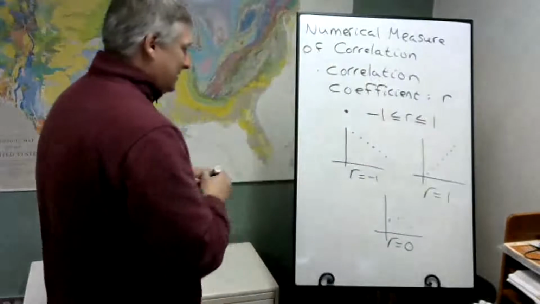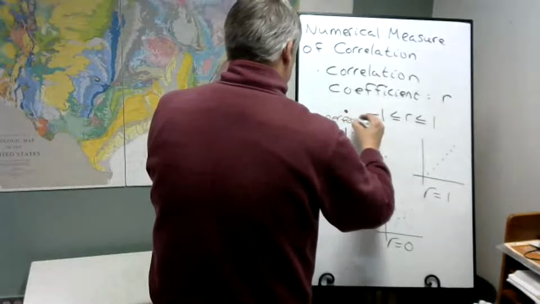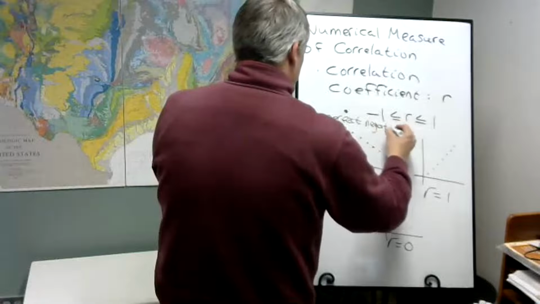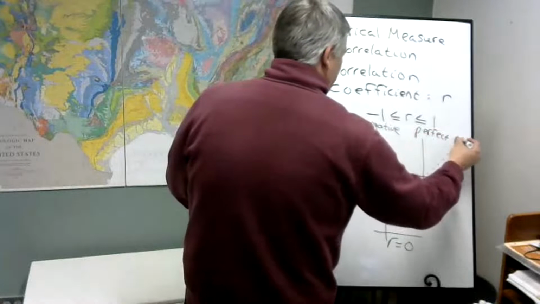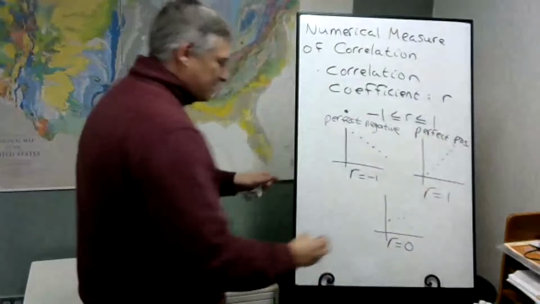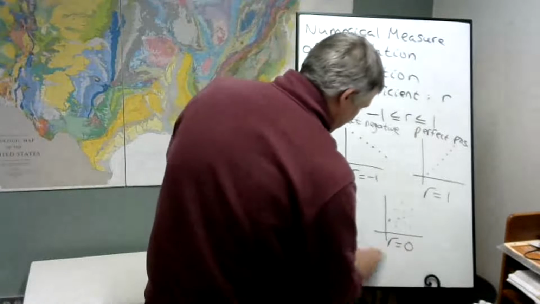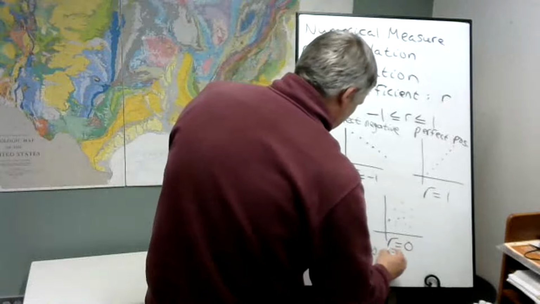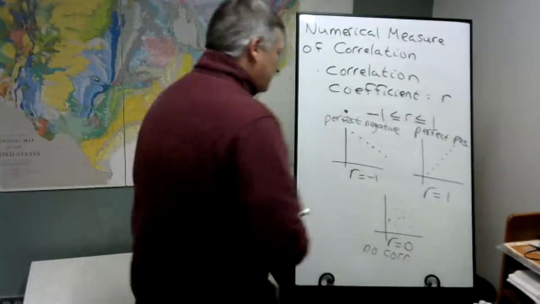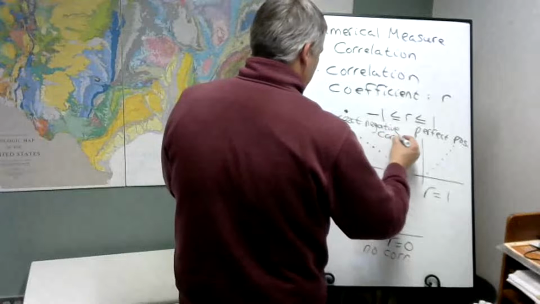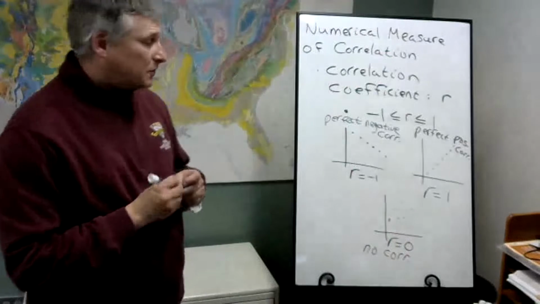So this is perfect negative. This is perfect positive. I have to abbreviate positive. And this would be 0. Or let me put it back this way, no correlation. I'm going to abbreviate correlation. So you have a perfect negative correlation, perfect positive correlation, and no correlation whatsoever.